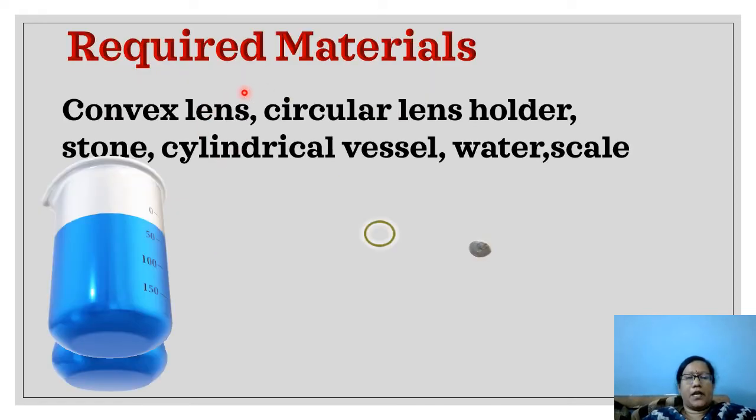In this activity, the required materials are: this is the convex lens. Next, this is the stone. This is the cylindrical vessel, with water. And this is the holder, a circular lens holder.